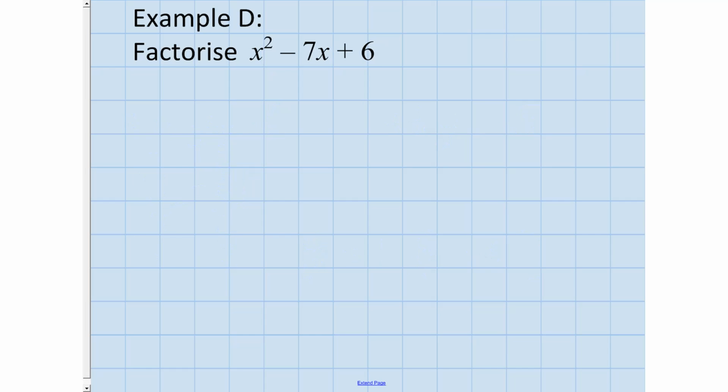And one last one. X squared minus 7x plus 6. So we want numbers that multiply to give plus 6 and add to give minus 7. So numbers that multiply to give 6, well that's 1 and 6 and 2 and 3. But if we look at that, neither of them are going to add to give minus 7. So we need more options.